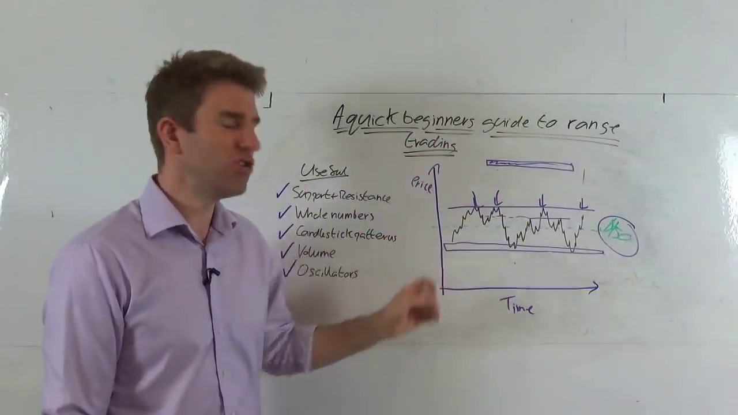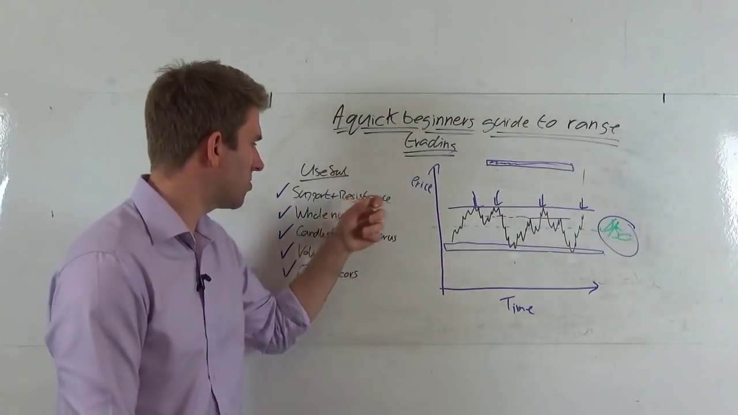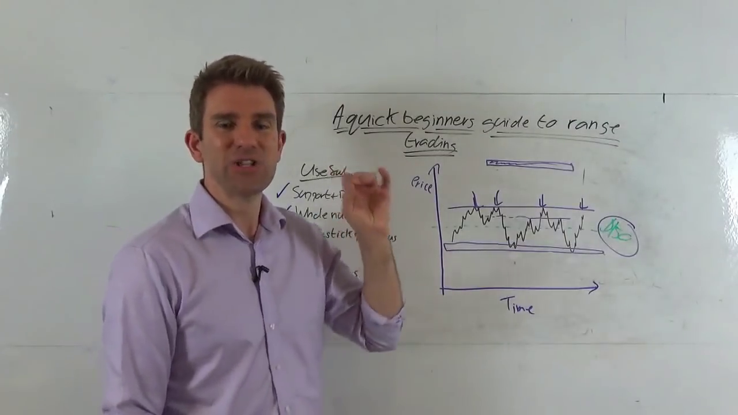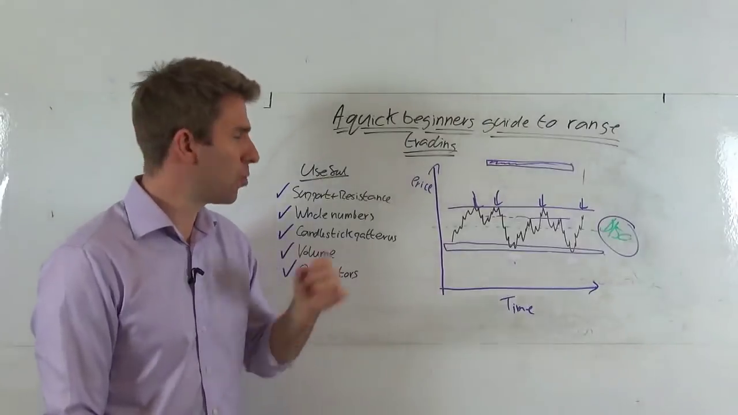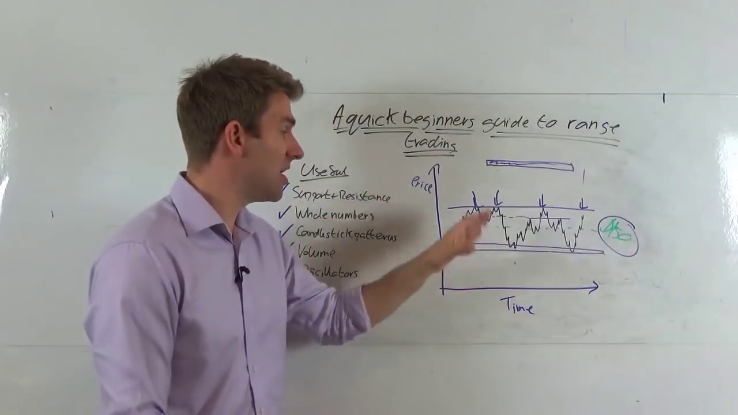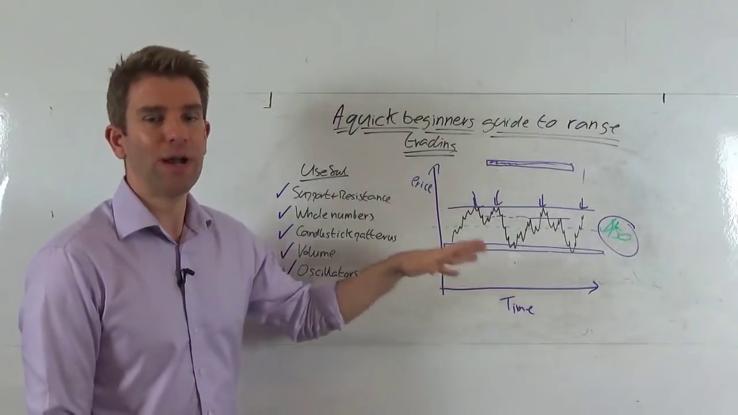So you use it in conjunction with your candlestick pattern skills and your support and resistance skills to help guide you to see whether or not it's going to break out or come back into the range.